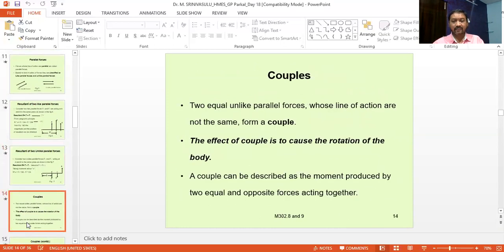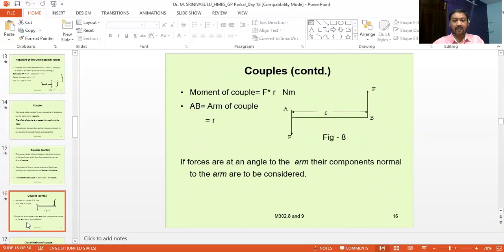So if the forces are acting at an angle to the arm, then the components normal to the arm, that is the component perpendicular to the arm of the couple, are to be considered. In that case, F sin theta into R will be the moment if the force F makes some angle theta with the axis of the body.